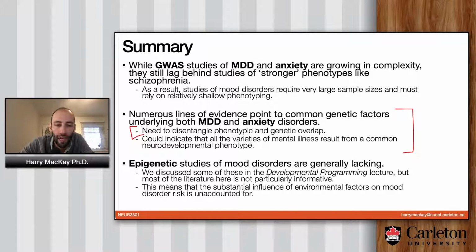But anyway, I just think it's very interesting to think that these studies all point us toward a common origin in neurodevelopment as the reason for why mental illnesses exist in general. And I didn't give you any epigenetics today. The reason for this is we've talked a little bit about this in the developmental programming lecture, things like the glucocorticoid receptor in individuals who suffered childhood abuse, for example.